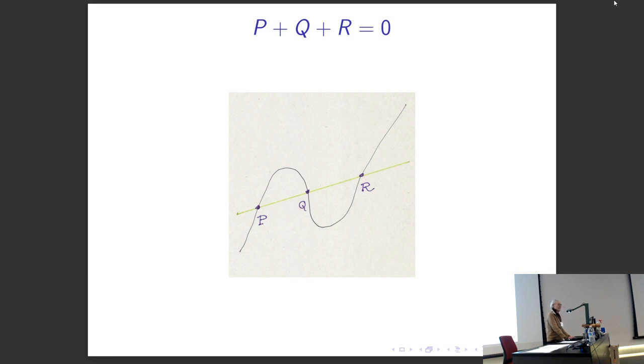If you continue to do this in an unlimited fashion, you get what's called nowadays, well, no, sorry, what was called the chord and tangent process. Is that a standard thing that people know about this? Okay. Somebody does. It used to be called the chord and tangent process when I was a kid.